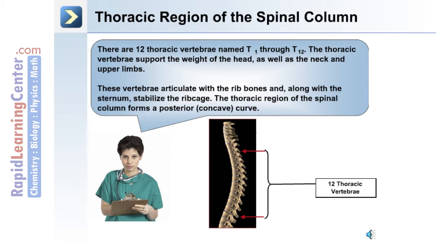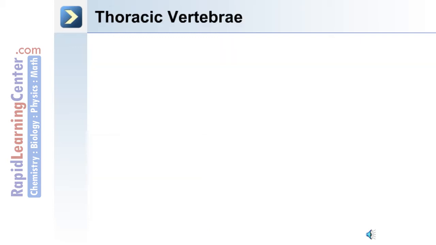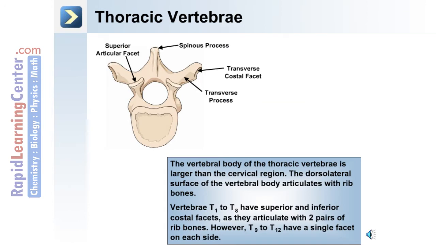These vertebrae articulate with rib bones, and along with the sternum, they stabilize the rib cage. The thoracic region of the spinal column forms a posterior or concave curve. The vertebral body of the thoracic vertebrae is larger than the cervical region. The dorsolateral surface of the vertebral body articulates with the rib bone.